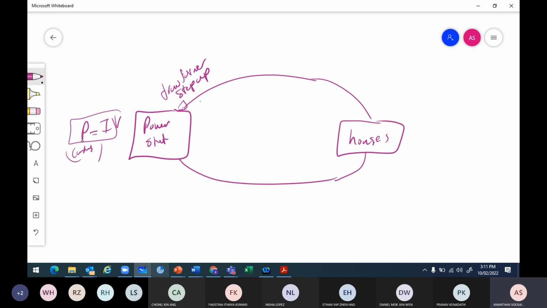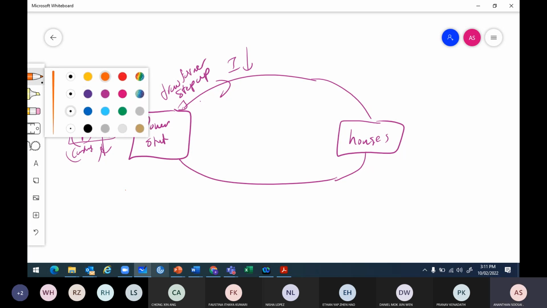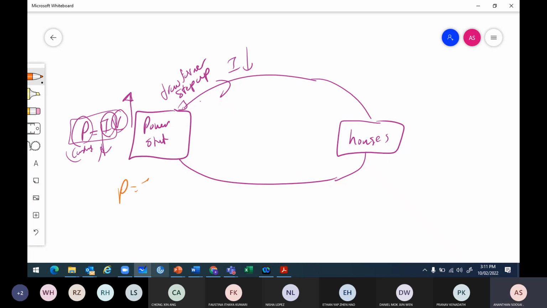Because the power station has a constant power. If the voltage produced by the power station is very high, based on P equals IV, the current flow in the circuit will be reduced tremendously. Based on what? P equals IV. When V is very high, the current will be very low, but the power of the station is constant.